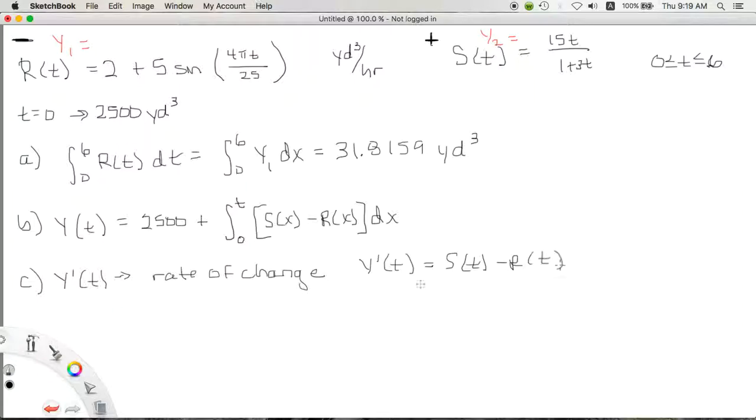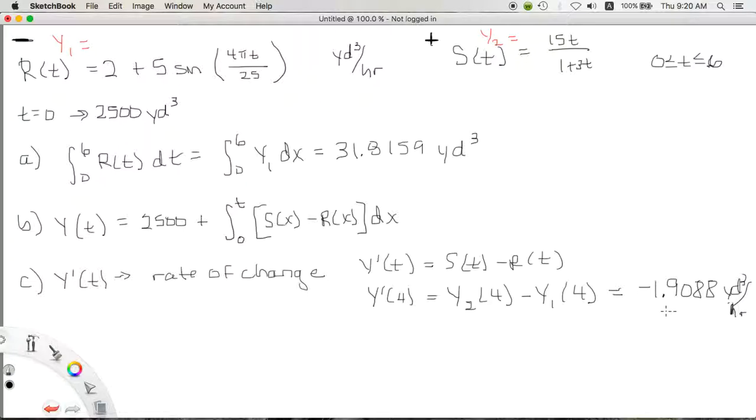So on your calculator, you can plug this in. If we want to find what happens at 4, you plug in y2 at 4 minus y1 at 4. Do that on your home screen, and you'll get negative 1.9088 cubic yards per hour. So what this is telling us is at time t equals 4 hours, the amount of sand is changing. It's going away at negative 1.9088 cubic yards per hour. It's going away.